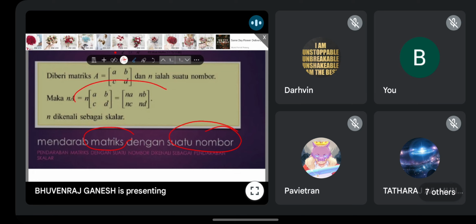Now guys, you refer to this general formula. Basically, how we multiply matrices is, you will have a number outside the matrix. Kamu akan ada satu nombor di luar matrix. This number, we call it a scalar. Guys, do you all understand what is the meaning of scalar? Can you all tell me if you understand? What is the meaning of scalar?